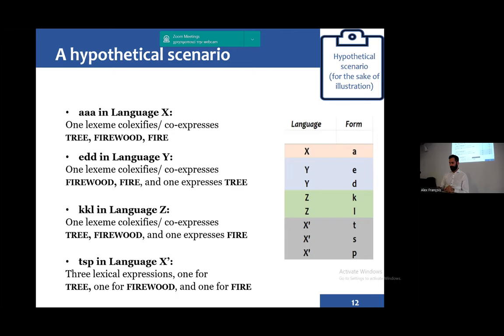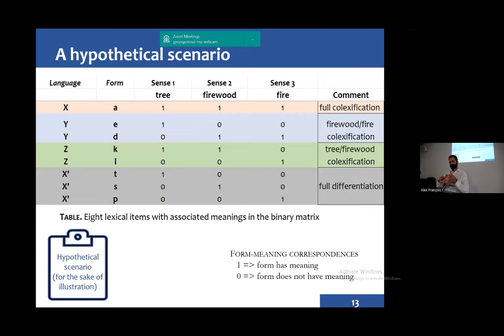Then we may use these data and transform them into this lexical matrix. This table here represents the exact information that we saw in the previous slide. We have the languages in this column here, the forms, and the different senses. We have three senses, tree, firewood, and fire. And then we use one when a form has a meaning, and zero when the form does not have the meaning. And in the first case, in the language X, our form expresses all these three meanings.